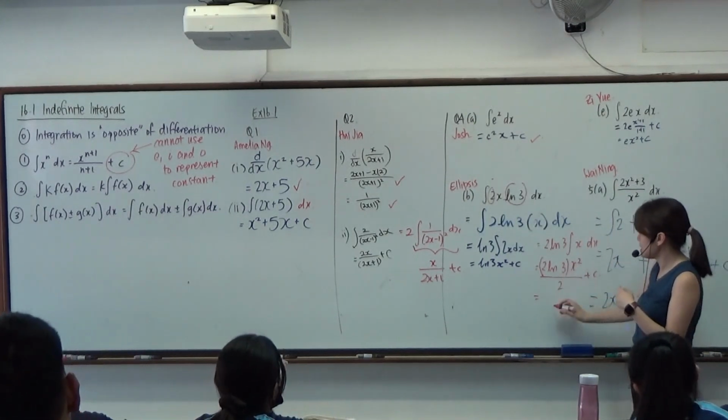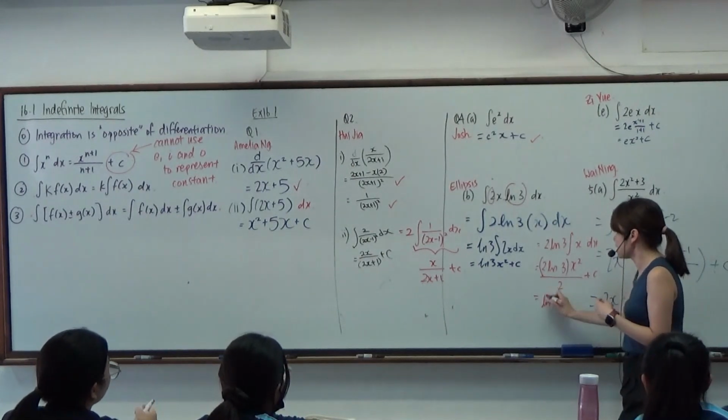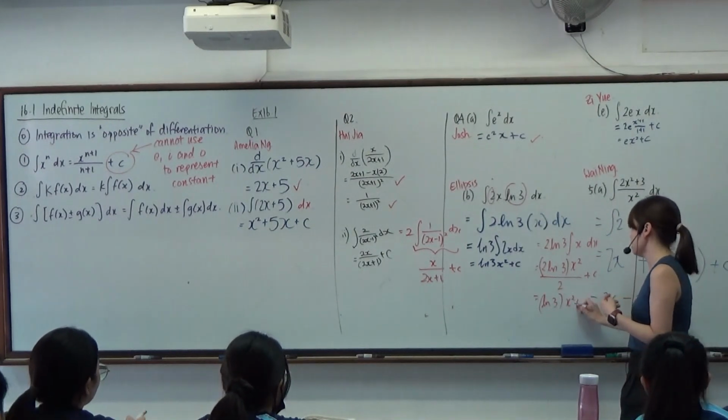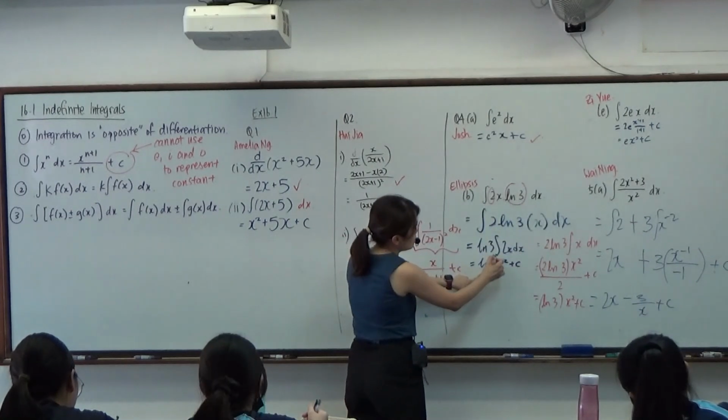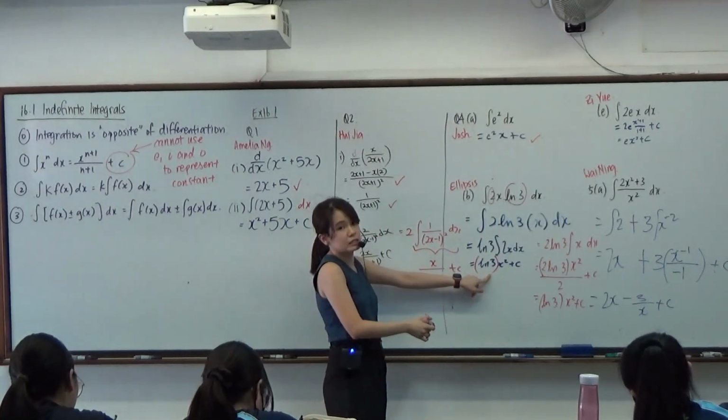But anyway, eventually it simplifies to ln 3, again must have the brackets, x squared plus c. Writing it like that has the ambiguity. So make sure you have brackets.